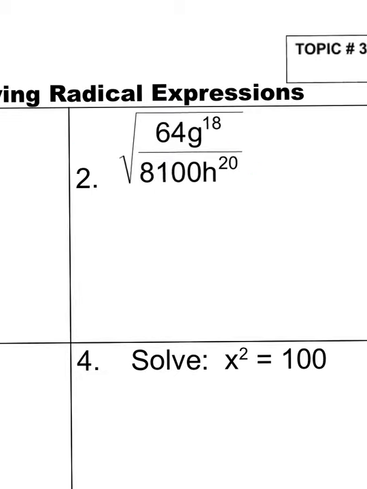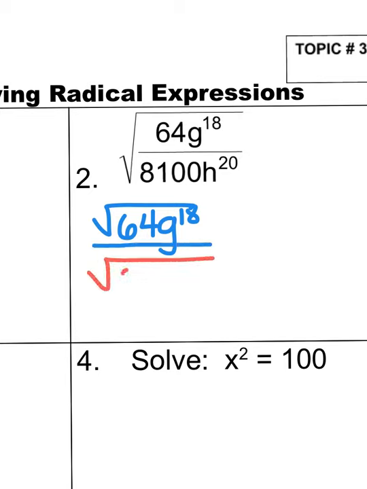When we're solving problems like number 2, sometimes it's easier to leave them together and solve. For example, you can see that these are both divisible by 2, but that doesn't work this time. This time it's easier to separate them and solve. So we could rewrite this as the square root of 64 times g to the 18th, over the square root of 8100 times h to the 20th. And these happen to both be perfect squares. Since they're both perfect squares, that's when we want to separate them.